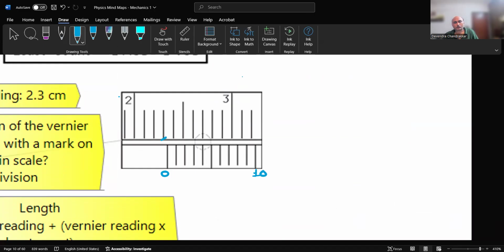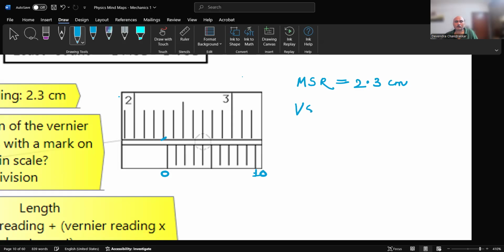So what you will write, main scale reading is equal to 2.3 centimeters. Clear? Because the 0 of the vernier scale has crossed the 2.3 mark. Got it?